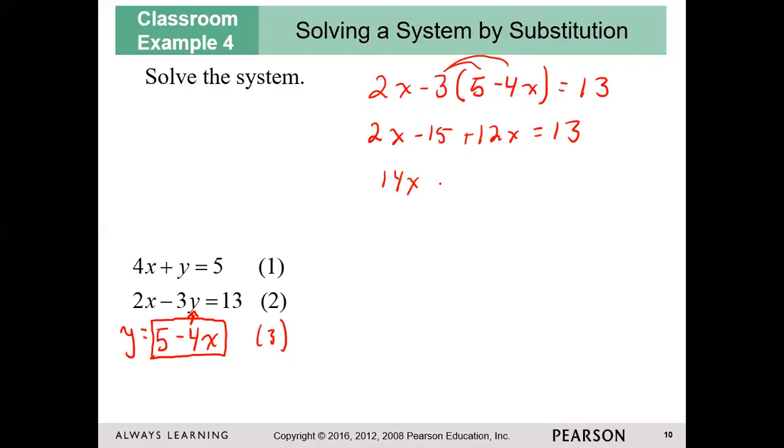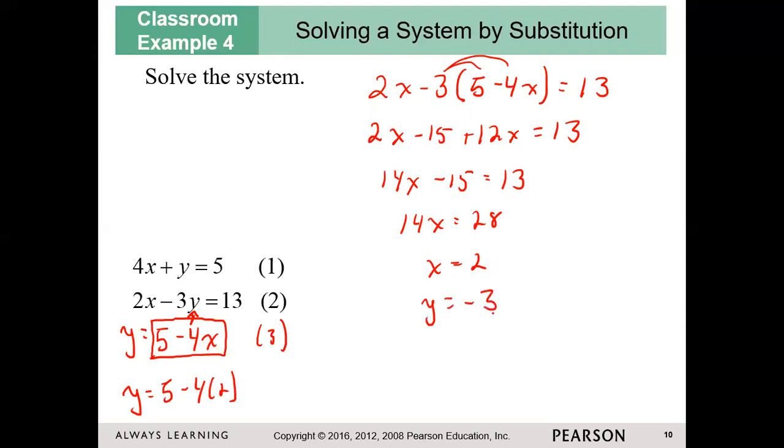14x minus 15 is equal to 13. 14x is equal to 28. X is equal to 2. Okay? And once we have this value for x, we'll just substitute it back in over here to figure out what y is. So y is equal to 5 minus 4 times 2, which means y is equal to negative 3. And these, again, are the components to our solution.